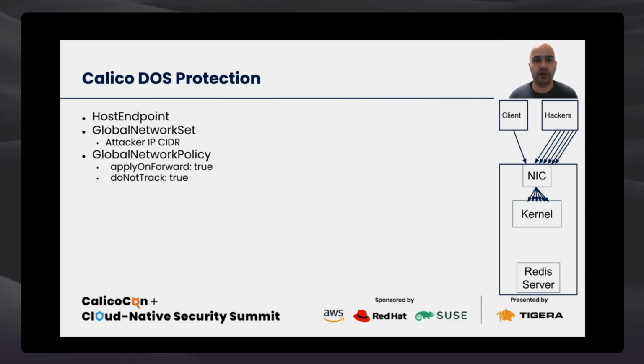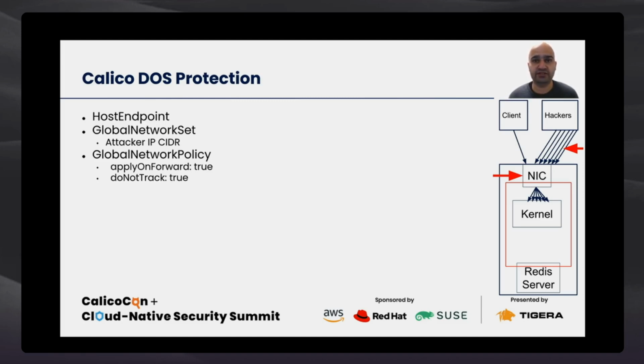First, you need to create a host endpoint resource as the policy enforcement point for your cluster. Then, you need to create a global network set to manage the denylisted CIDRs. These are all the IPs that are trying to attack your cluster or infrastructure. And a global security policy resource to deny ingress traffic from IPs in the global network set that we just created. This security policy resource requires 2 unique values that you usually don't use. Apply on forward and do not track must be enabled in this global security policy.